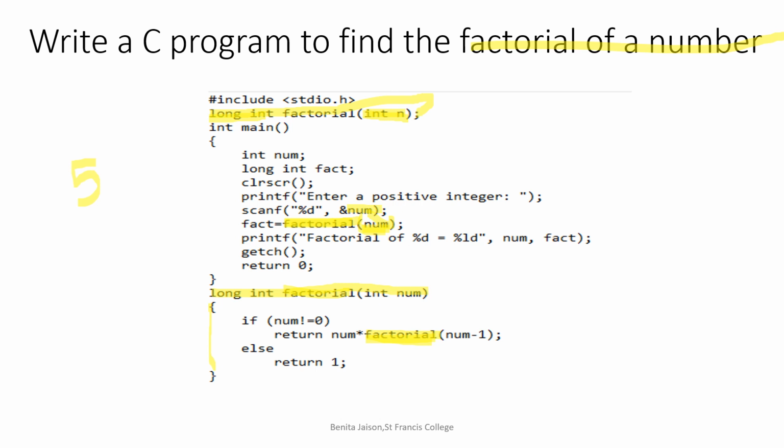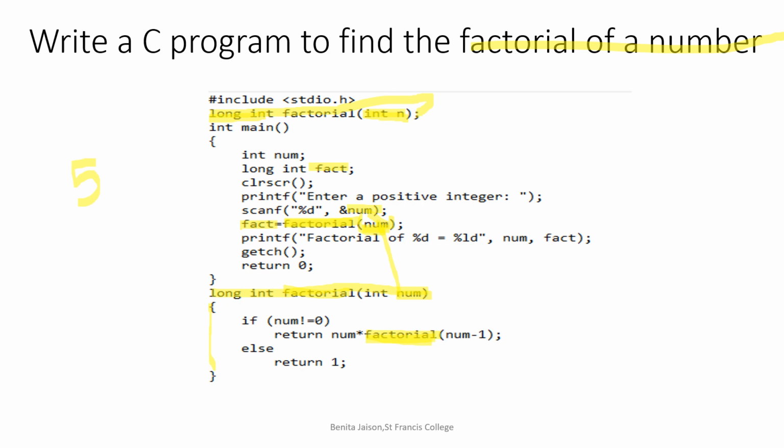Again, in the function definition also we can use any variable name. The only thing is that it will assign the value of the actual argument to the formal argument in one-to-one order, and they should be of the same data type. Here we can see that factorial is a function which has only one argument, and it returns a long int data type. So fact is a variable which will be declared as a long int.